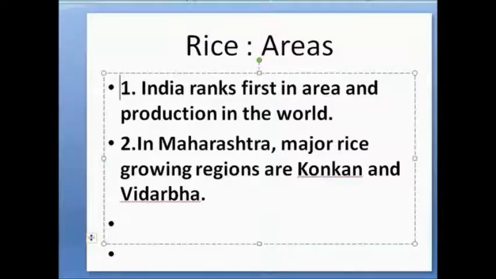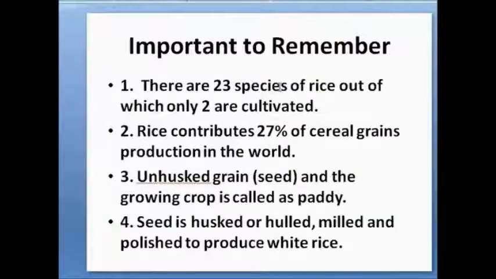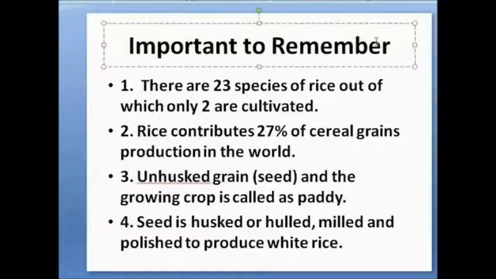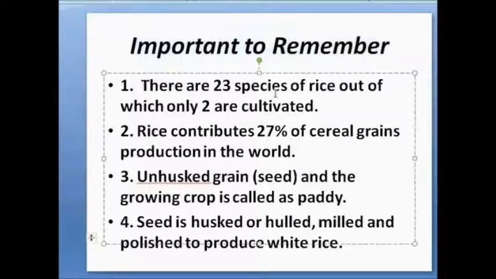Now let us remember the important points. There are 23 important species of rice, out of which only 2 are cultivated. Remember that these are the 23 species. Out of these 2 species, Oryza sativa L, as we have seen in the first slide, is cultivated in different parts of the country and world. So rice contributes 27% of total cereal grain production in the world.